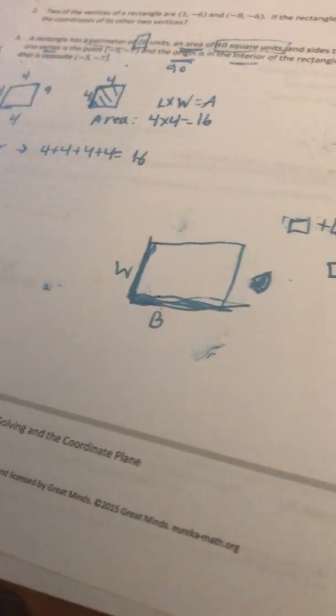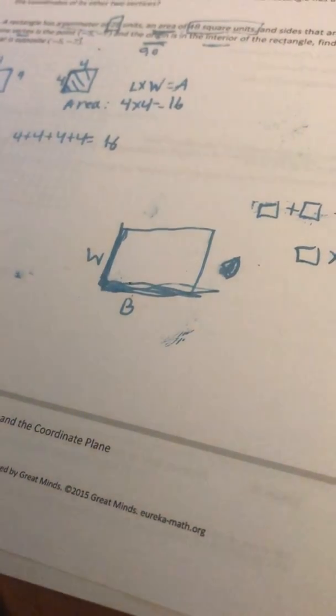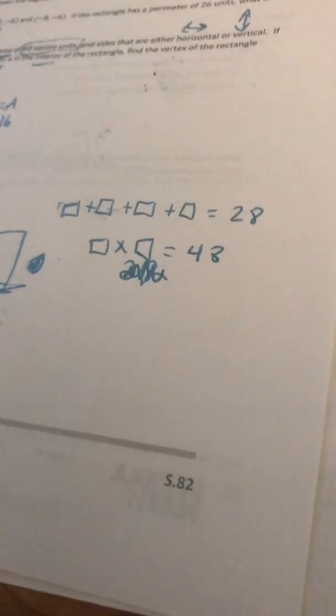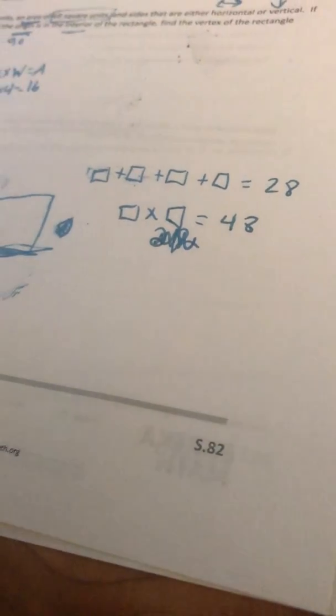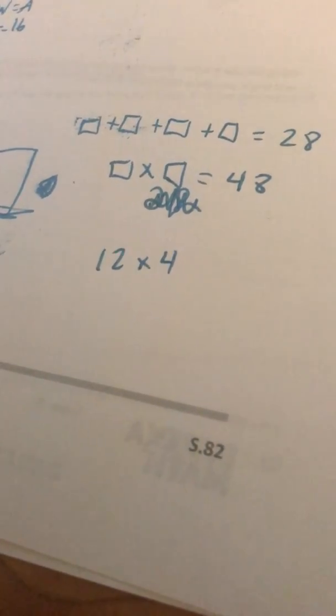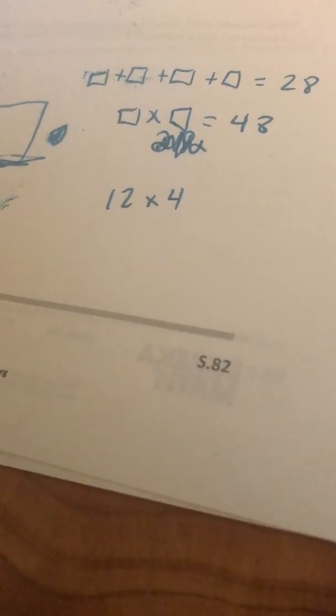So the best way I know to solve this problem is I need to think about what times what equals 48. Okay, so what times what equals 48? There's only a certain number of ways to get 48. So let's see. One way we can get 48 is we can do 12 times 4. Another way we can get 48 is to do 6 times 8.